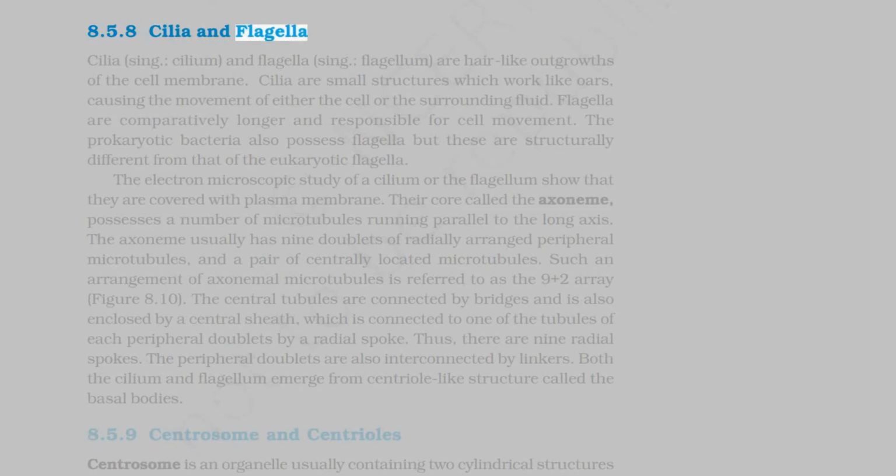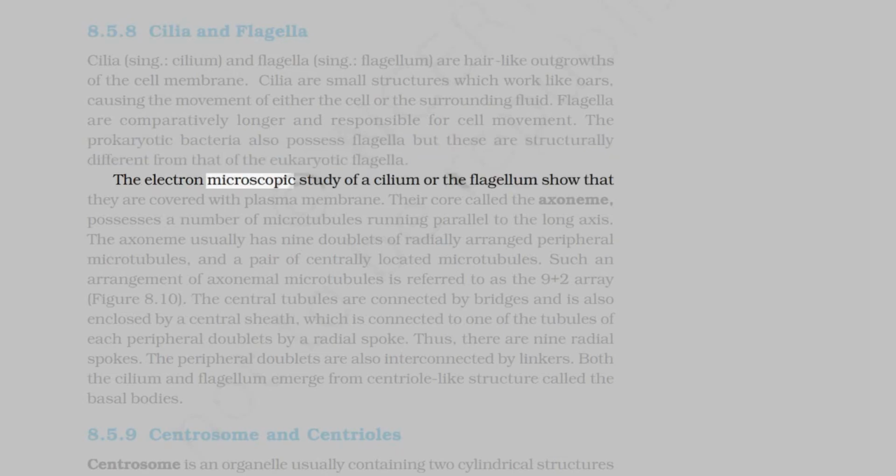8.5.8 Cilia and flagella. Cilia, cilium, and flagella, flagellum, are hair-like outgrowths of the cell membrane. Cilia are small structures which work like oars, causing the movement of either the cell or the surrounding fluid. Flagella are comparatively longer and responsible for cell movement. The prokaryotic bacteria also possess flagella, but these are structurally different from that of the eukaryotic flagella.